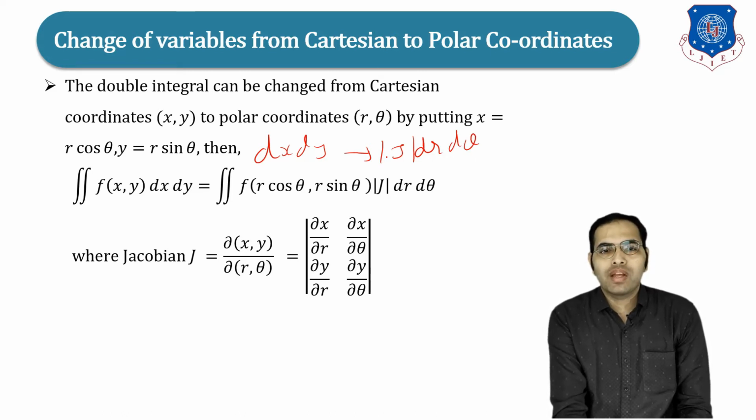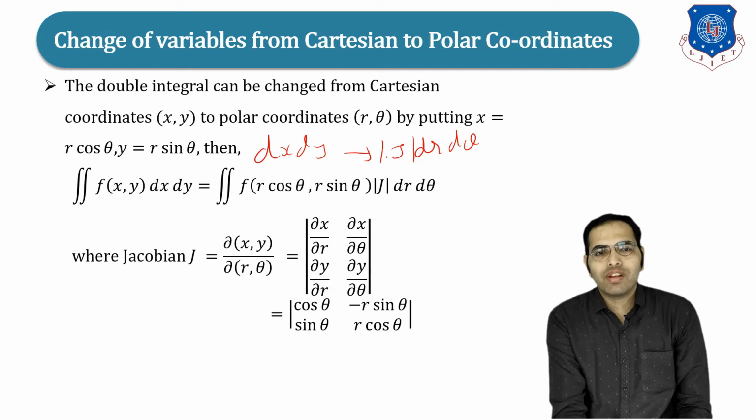It is the determinant of del x by del r, del x by del theta, del y by del r, del y by del theta. The partial derivative of x with respect to r is cos theta. The partial derivative of x with respect to theta is minus r sin theta. The partial derivatives of y with respect to r and theta are sin theta and r cos theta.